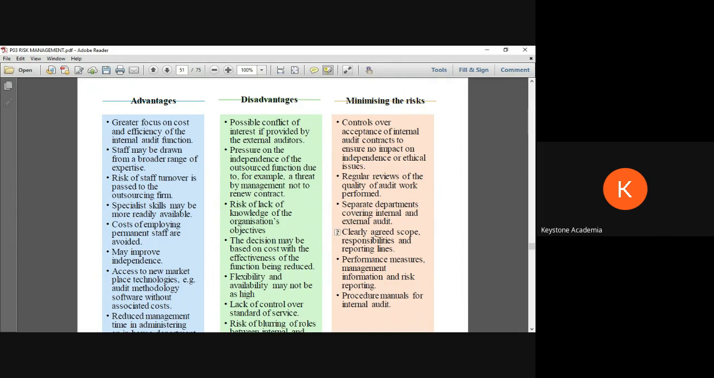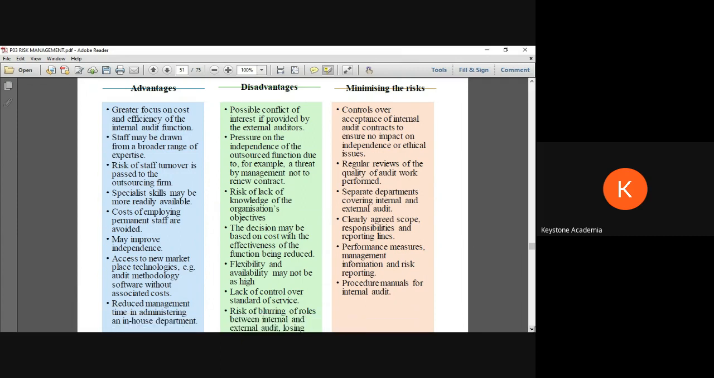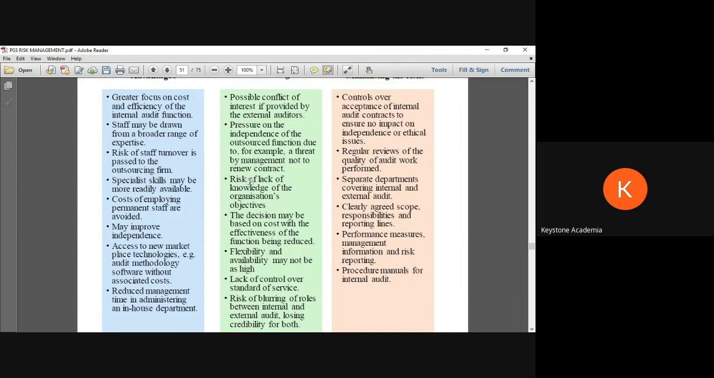We don't know whether internal audit is outsourced or not for DAISTRUK. It's not given. I believe it's in-house, maybe. What do you think? Should DAISTRUK have internal audit in-house or outsourced, considering the size, the number of people working and everything? Just one minute more before you answer, there are certain things specific to this. Specialist skill may be more readily available if you go outside. Cost of employing can be saved, it may prove independence, access to new markets, reducing management time.